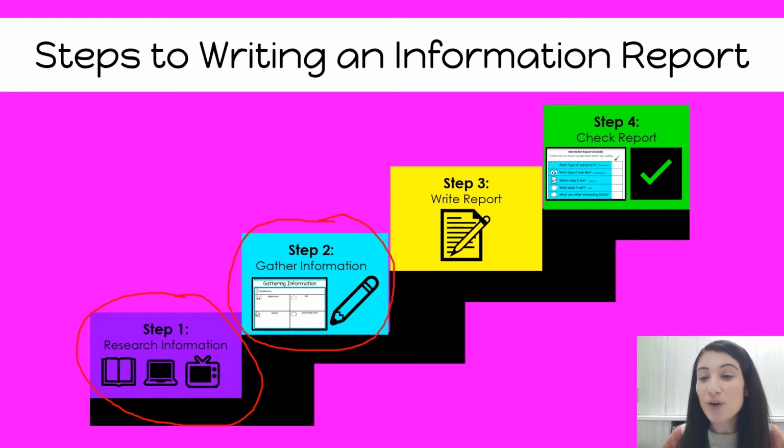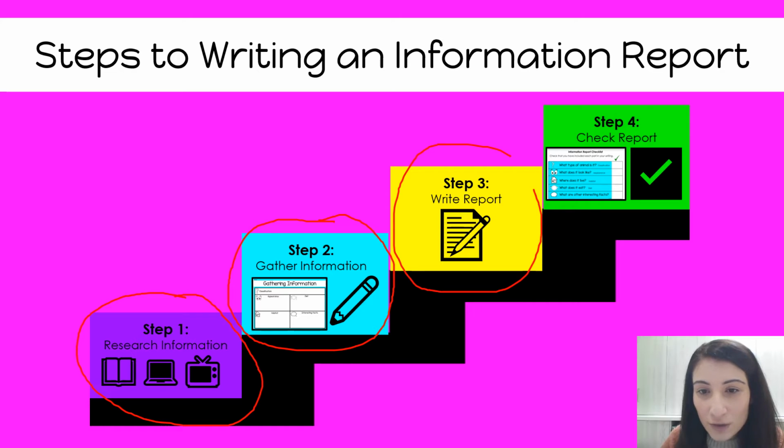information. So hopefully you've got your own gathering information chart set up there in your workbook at home or on a piece of paper at home, and you started writing some keywords and important information onto your chart that you found yesterday. And remember then, after we do all of our gathering information, we write our final report, and then the last step is to check the report and make sure we've got everything we need.